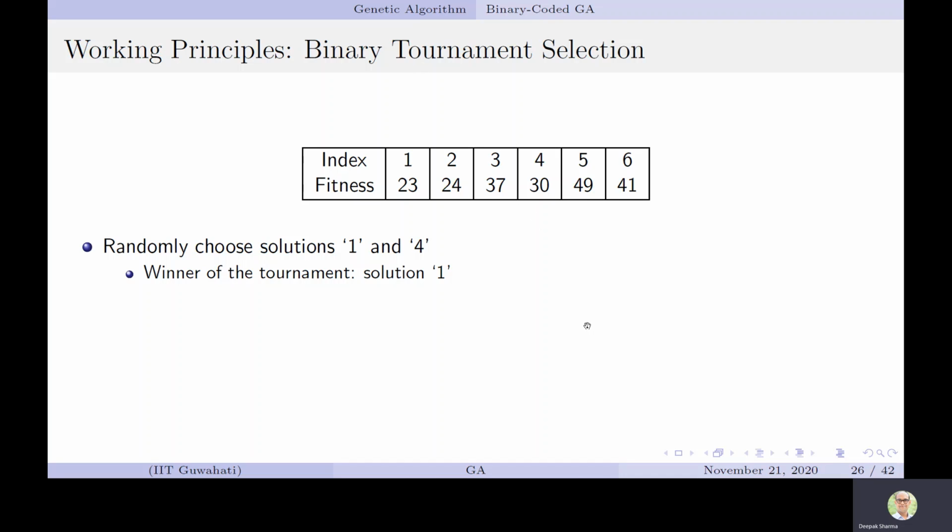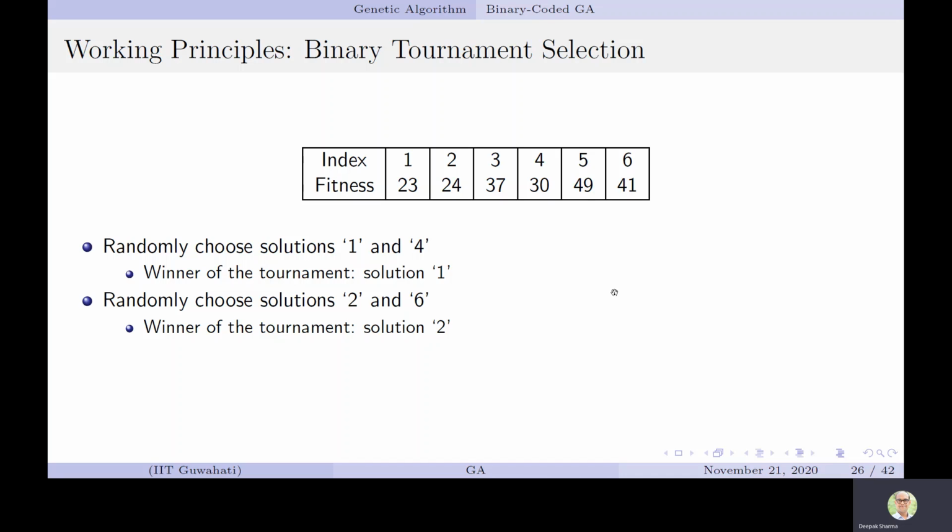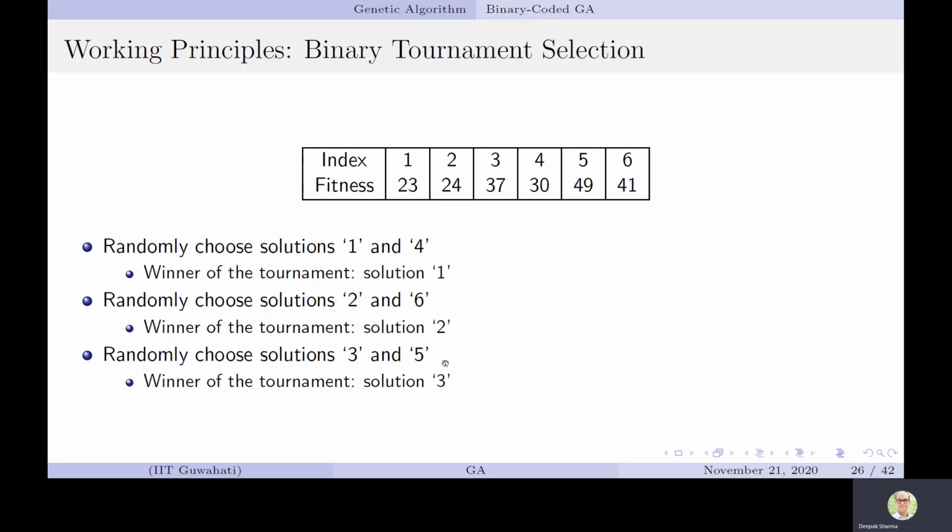Now 1 and 4 are removed from this table. So I'm left with solution 2, solution 3, 5 and 6. Now I pick 2 solutions randomly, that are 2 and 6. Looking at their fitness, solution 2 is the winner. Afterwards, we are left with only 2 solutions, that is 3 and 5. So we take these solutions 3 and 5 now.